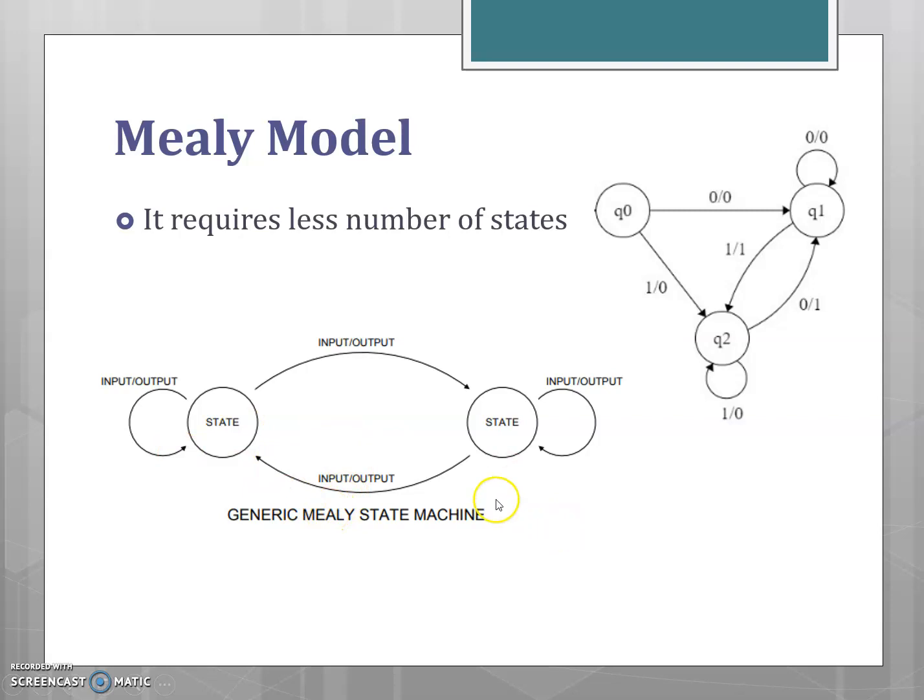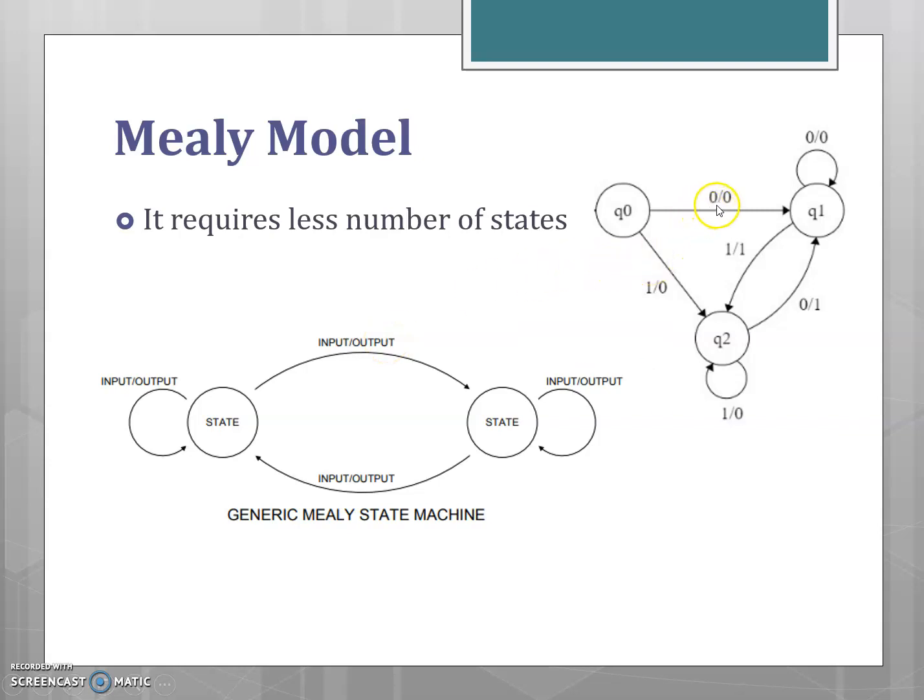The state diagram of the Mealy model is shown here. The state diagram is a graphical representation of the behavior of the sequential circuit. In the state diagram, the states are represented by circles. The transitions between the states are represented by directed lines, and the directed lines are labeled by binary numbers separated by a slash. The first binary number represents the input and the second binary number represents the output.